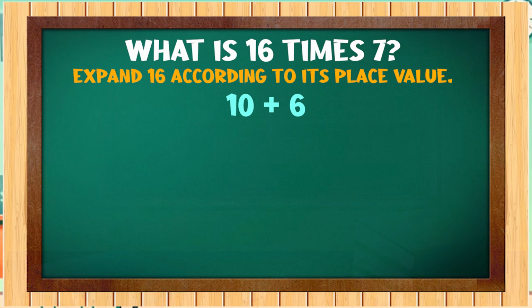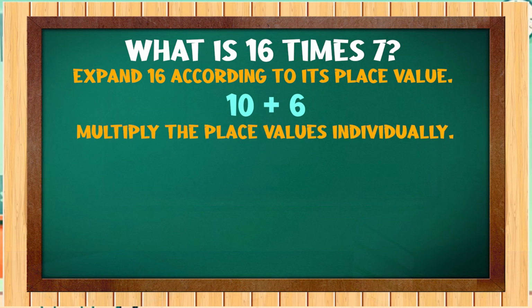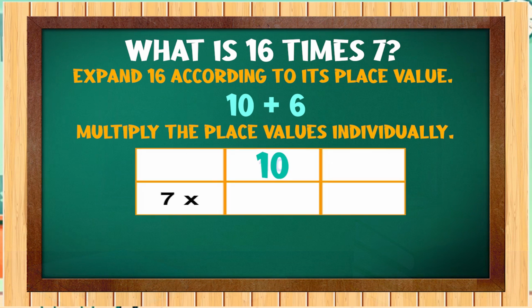Okay, the second step is to multiply the place values individually. So what we do, we multiply 7 times 10, and then we multiply 7 times 6. First, 7 times 10 would give us 70, and 7 times 6 would give us 42. We know now that our products are 70 and 42.